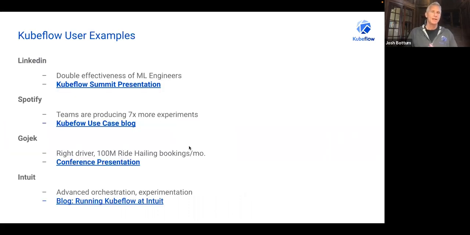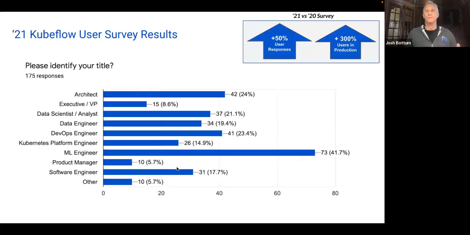Over the years, we've seen many market leaders from different disciplines come in, LinkedIn, Spotify, Gojek, Intuit, to name a few, talk about and document their experience: doubling the effectiveness of their ML engineers, teams producing as many as 7 times more experiments, and up to 100 million ride-hailing bookings per month. And even Intuit saying it supports multiple products in production over time. And these documents have been very helpful for other people. And I think that sharing of the experience is something that people do appreciate in the community.